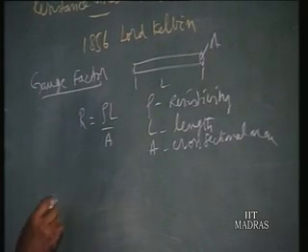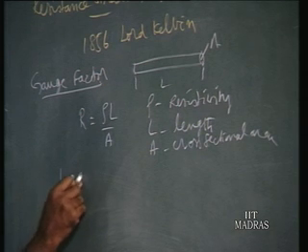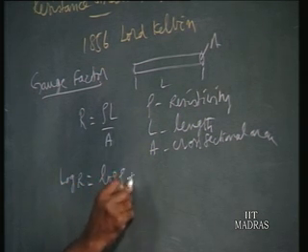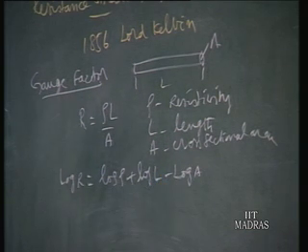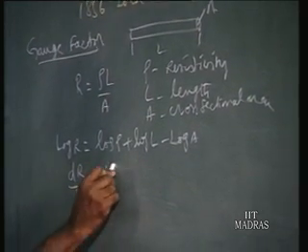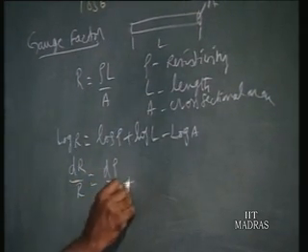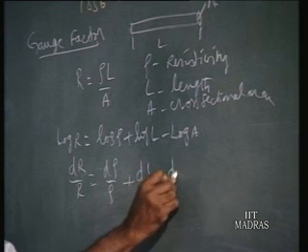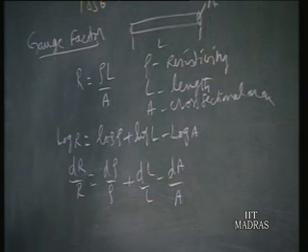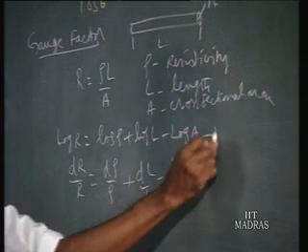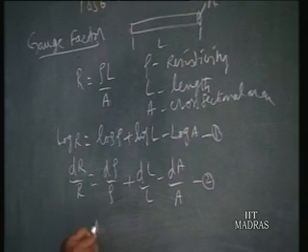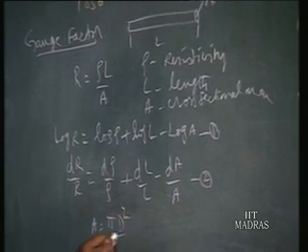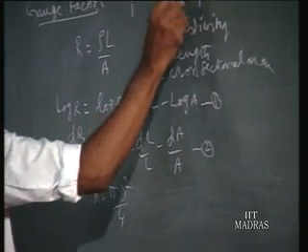Now take logarithm on both sides. Log R is equal to log rho plus log L minus log A, and differentiate both sides. dR by R is equal to d rho by rho plus dL by L minus dA by A. That is, differentiating equation 1, we get equation 2. Now A is equal to pi d squared over 4, where d is the diameter of the wire.